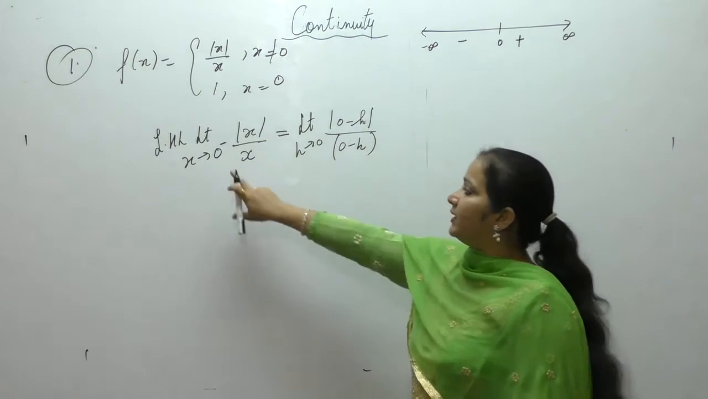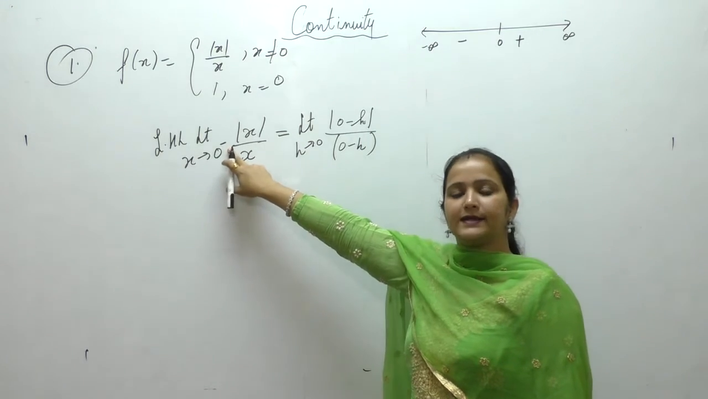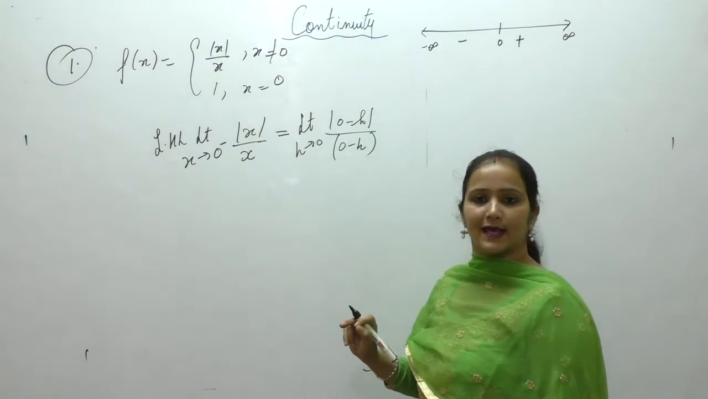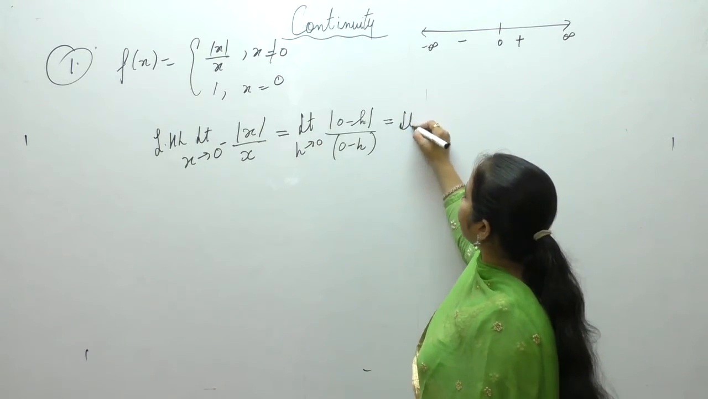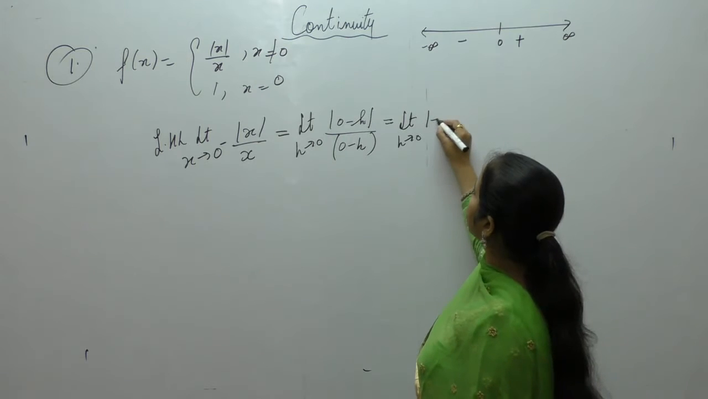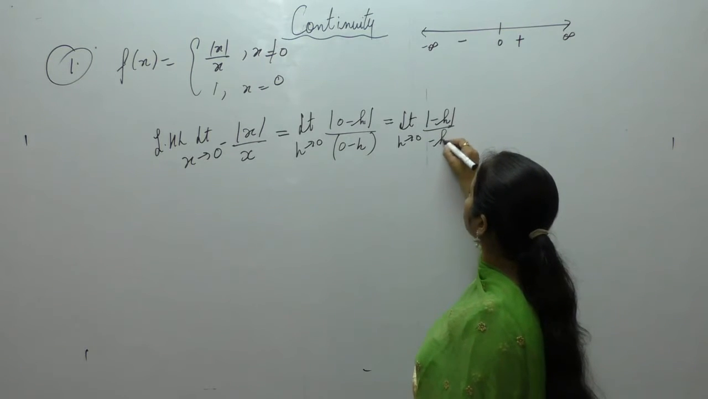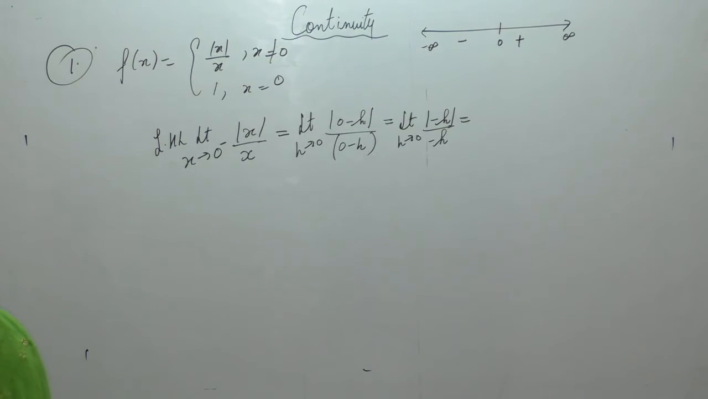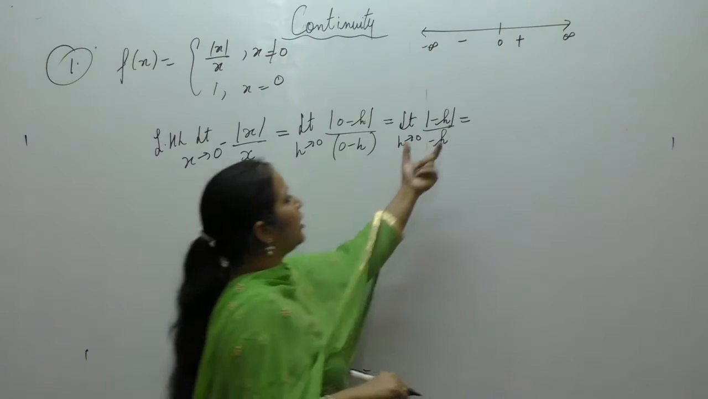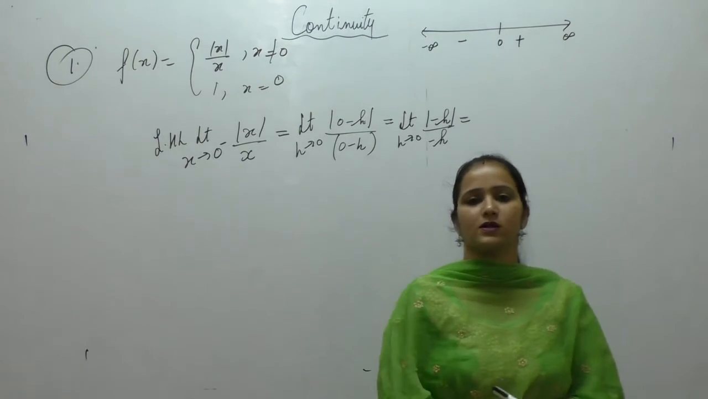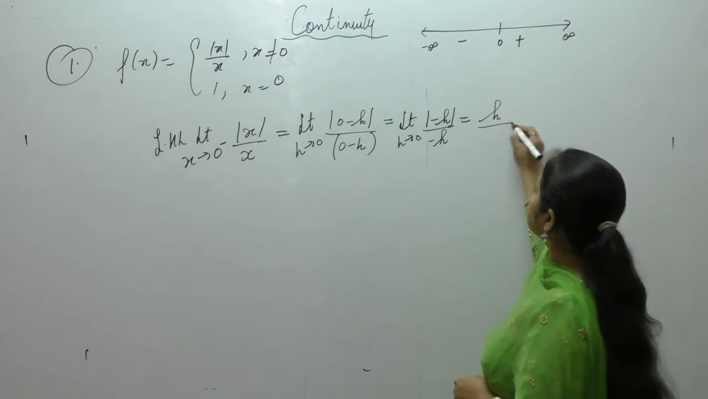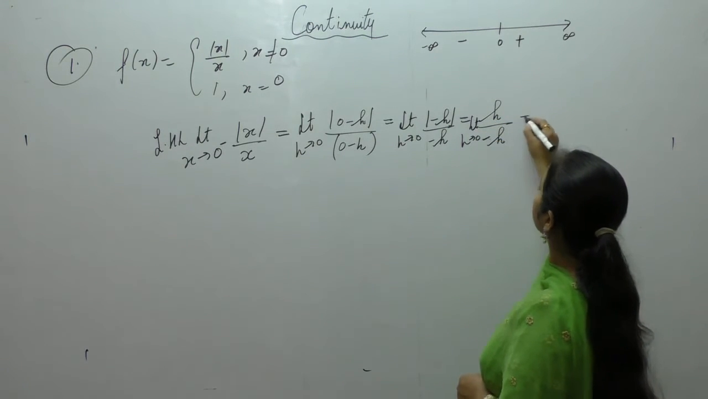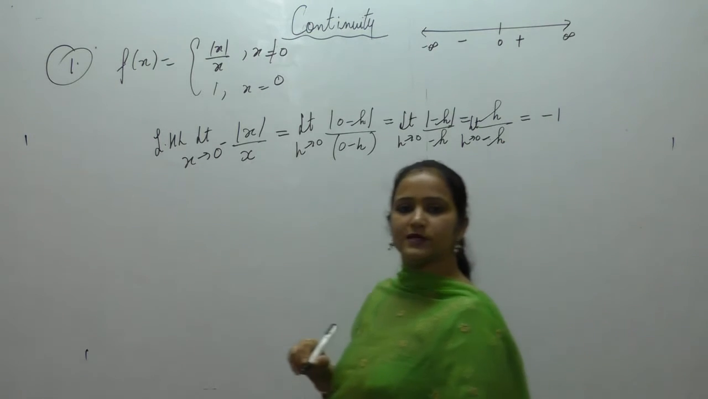Is it clear? For the right hand limit, 0 positive, instead of x we will put 0 plus h. Limit h tends to 0 of modulus of minus h upon minus h. Now modulus of a negative number is also a positive number, so h upon minus h, limit h tends to 0. So we get the value minus 1.